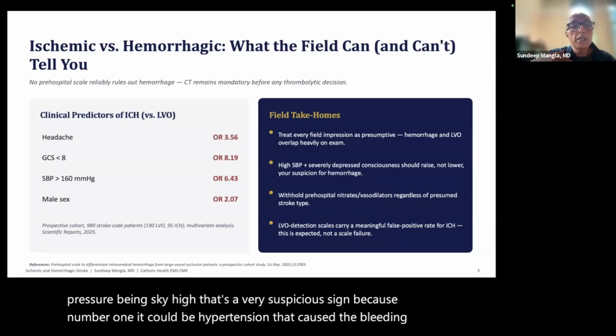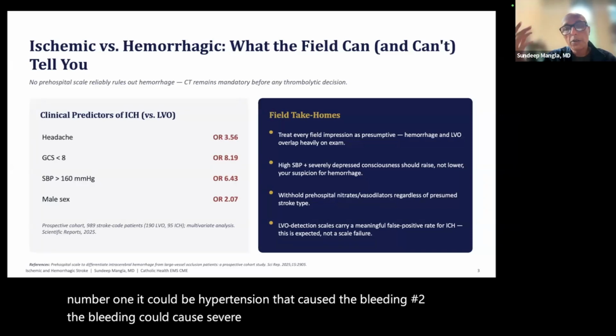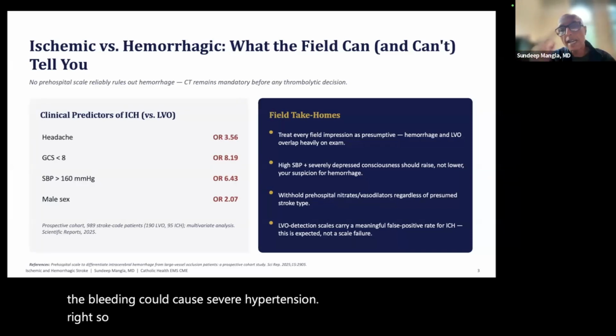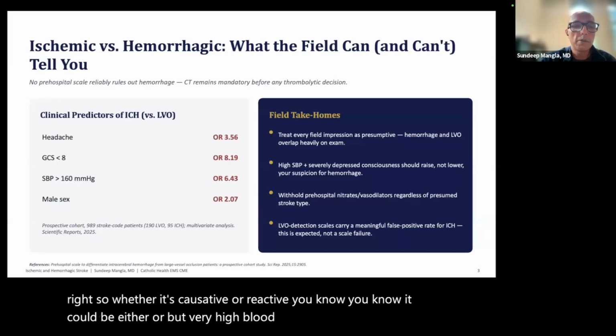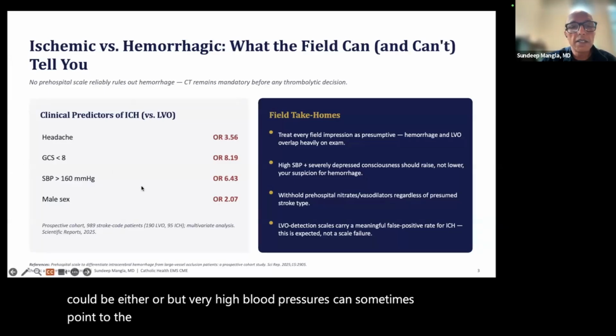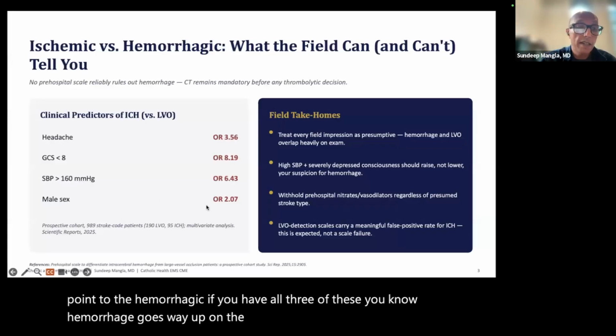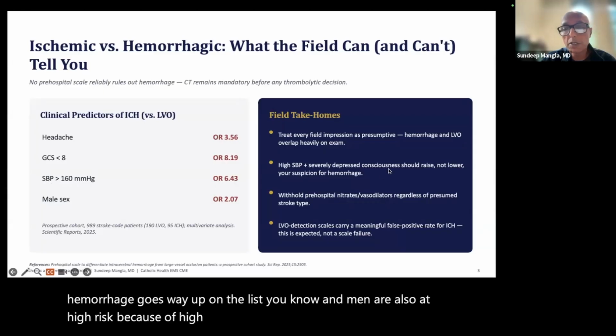Number two, the bleeding could cause severe hypertension, right? So whether it's causative or reactive, it could be either or, but very high blood pressures can sometimes point to hemorrhagic. If you have all three of these, hemorrhage goes way up on the list, and men also are at high risk because of high blood pressure and some of these other issues.